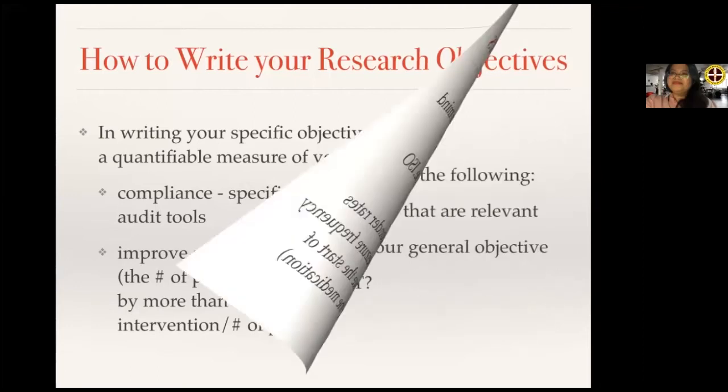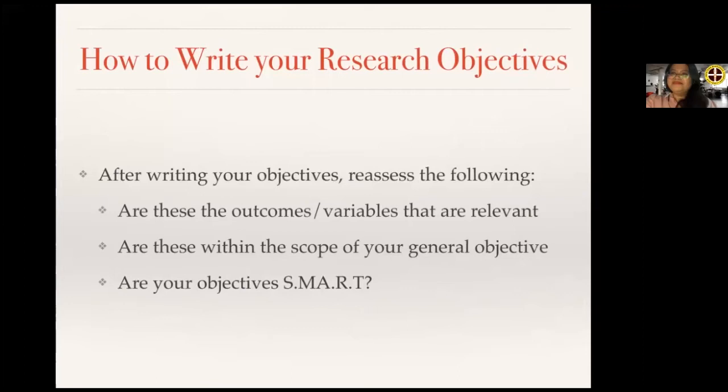So after writing your objectives, you listed them down now. So you reassess the following. First and foremost, are these the outcomes or variables that are relevant? So how do you know that they are relevant? On top of first looking at your own practice, looking at your own surroundings, are these relevant to us?